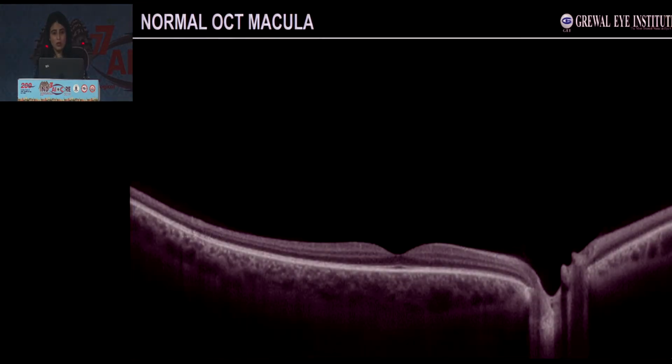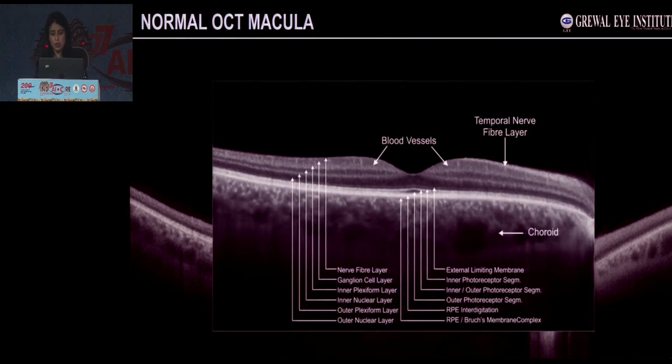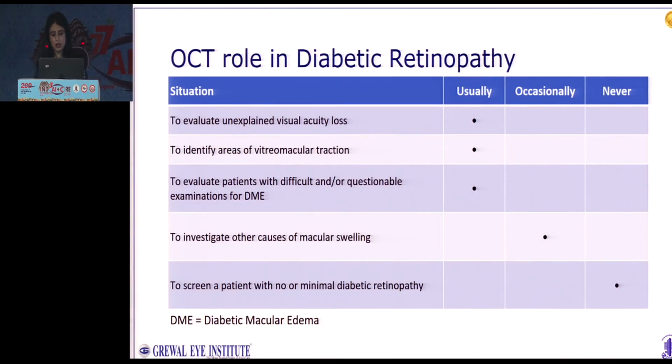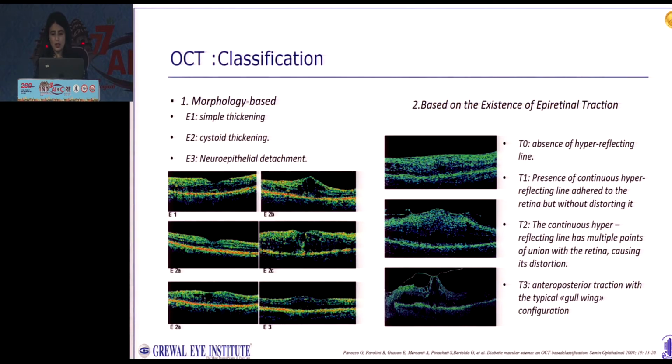This is all we are familiar with. This is a normal OCT scan showing the normal retinal morphology. It's a non-invasive test, so has a lot of role when it comes to DR. This probably most of all of us should know by now that OCT is classified into morphological and tractional components.